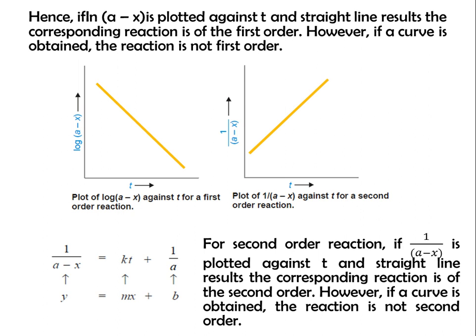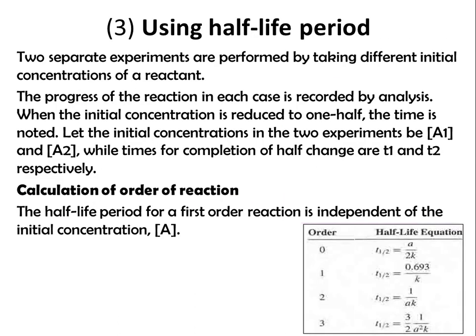We should get a straight line. This means that the data fits that integrated rate equation and the reaction follows that particular order. The third method is using the half-life method.